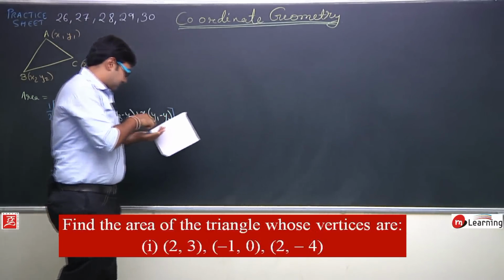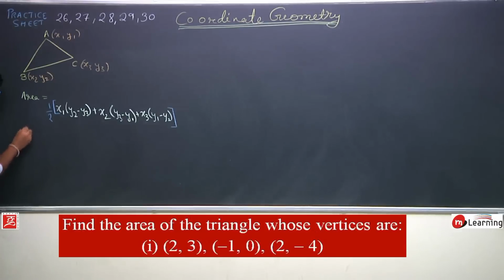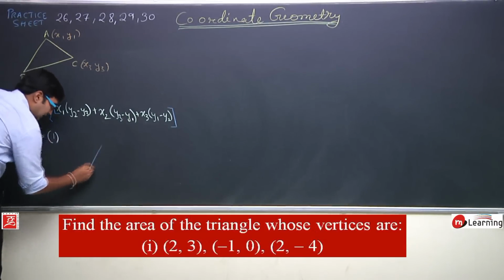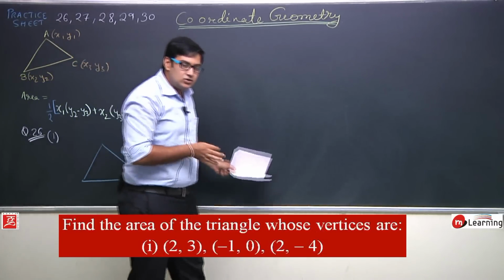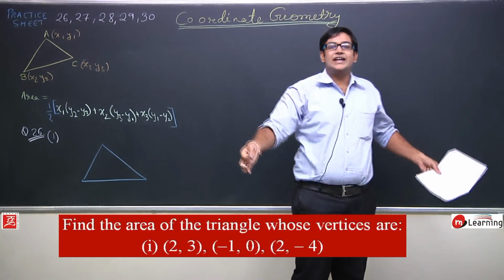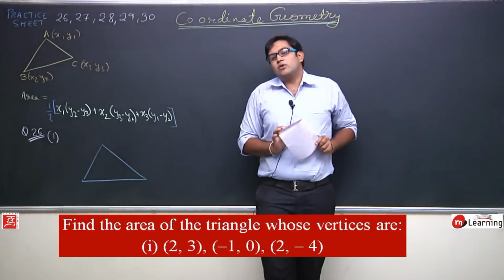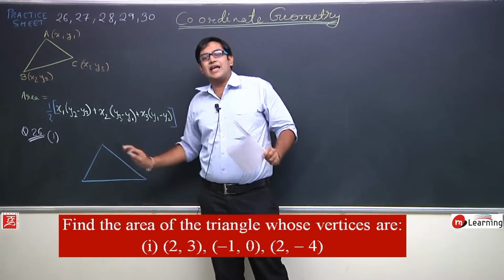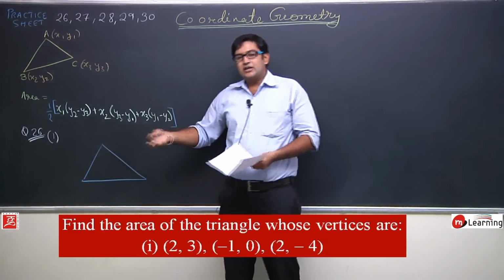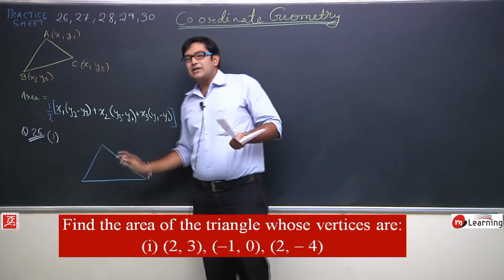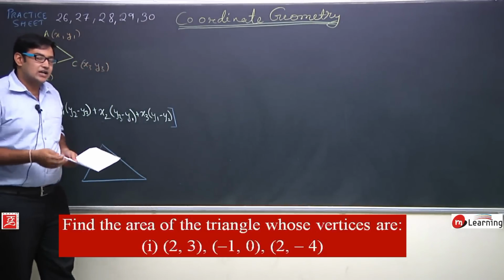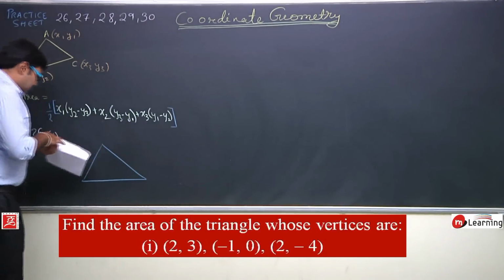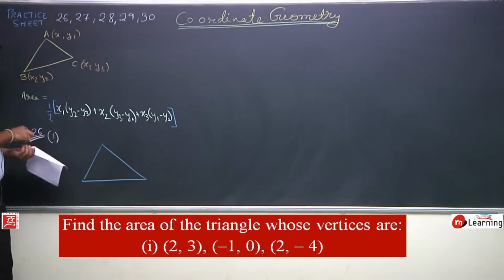So in question number 26, it says there is a triangle. I am drawing the triangle randomly. I don't know whether this triangle is an acute angle triangle or an obtuse angle triangle or a right angle triangle. What I am going to do is just draw a simple triangle which you generally draw in every other question. I don't know whether the given triangle is obtuse, acute or right angled. Okay, so this is a triangle. This is a generalized way to draw a triangle.